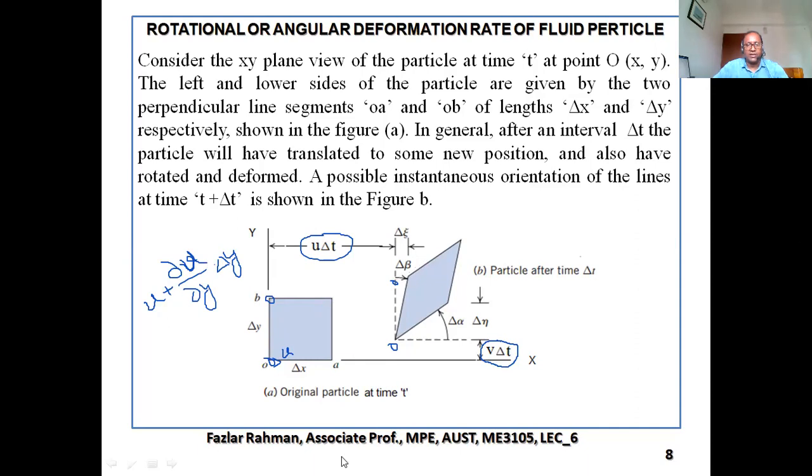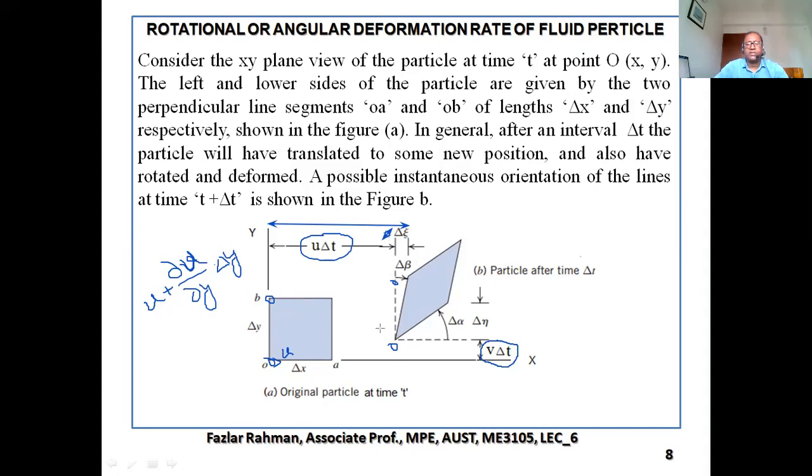Now you can easily figure out this distance from here to here. This much distance is traveled by point B. So what is delta eta, zeta, this value? You can easily figure out: this distance minus this distance.